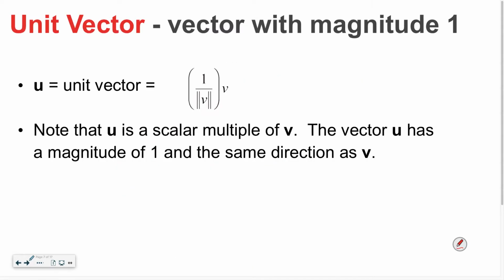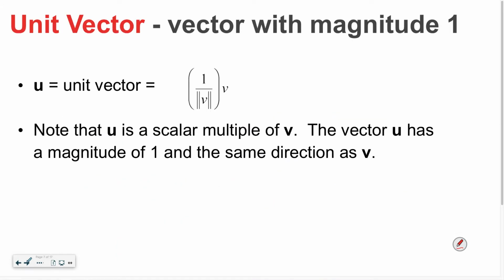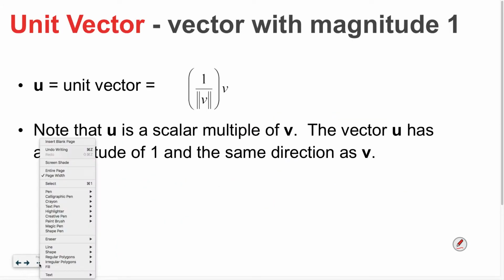Okay, so let's talk about a unit vector. First of all, when we talked about the unit circle, how long was the radius of our unit circle? 1. So a unit vector probably has to deal with length. Okay. So the first thing I want you to write down under unit vector is that we have a vector with magnitude 1.